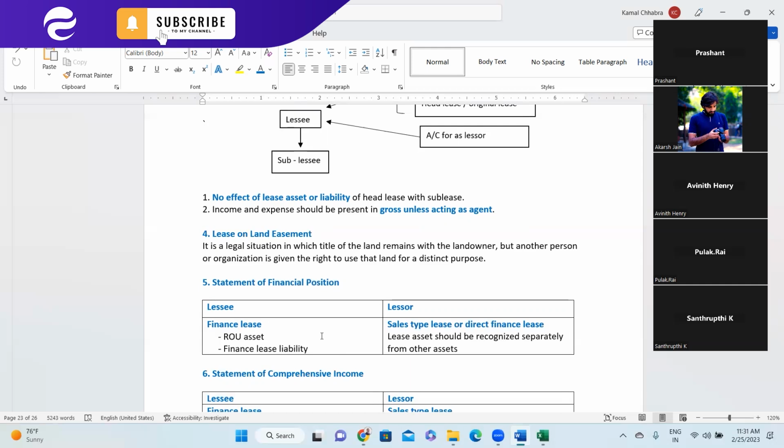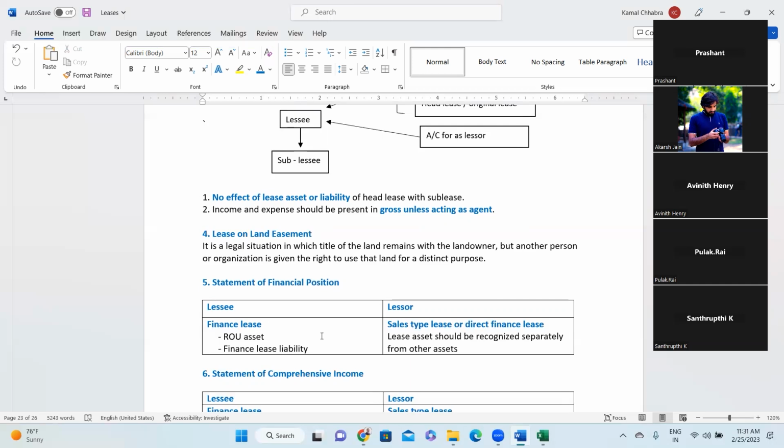For example, in our example, I said Kamal has taken the entire floor on lease. So when I have taken the entire floor on lease, I might have created a lease liability as well as a right to use asset. Those will not be impacted. If you are giving that asset further on sublease, it does not mean that you will reduce the liability or the right to use asset. They should remain as they are, according to ASC 842, which you have studied so far.